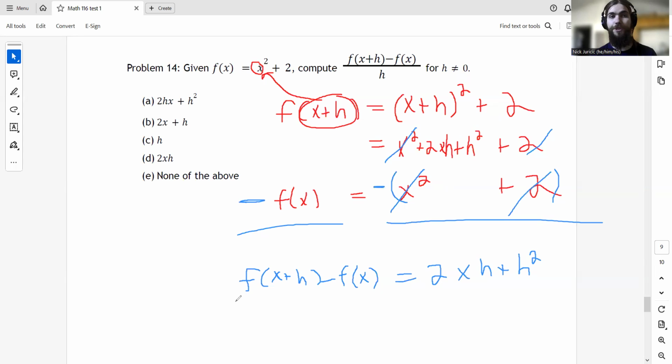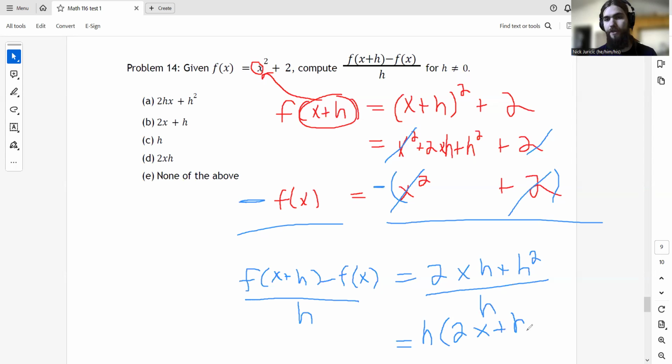And we're almost done. We still have to divide by h, so all of this over h. Since h is not equal to 0, we can cancel out some h's. However you want to think of it, you might just cross out things like this, or you might factor an h out of the top, all over h. These h's cancel, leaving us just with this. That is the answer: 2x plus h. That would be the computation.